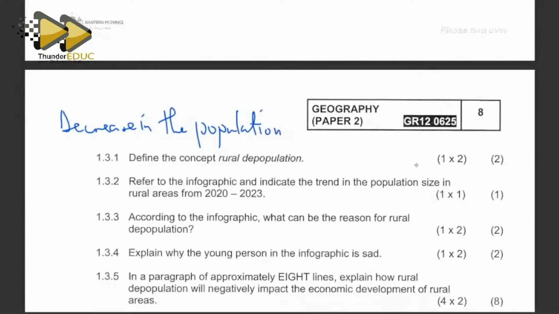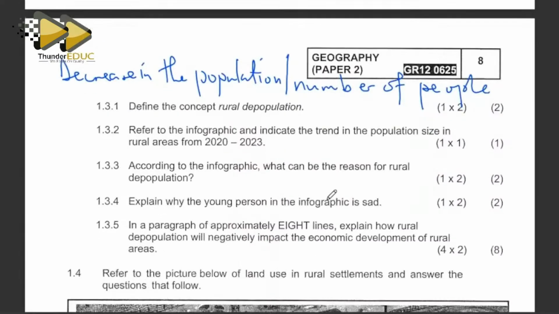That is to depopulate, to decrease in the size of population or in the number of people. So rural depopulation is basically a decrease in the number of people staying in the rural areas. A decline in the numbers of people staying in rural areas, that is rural depopulation.